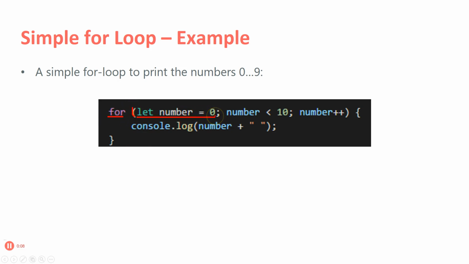The first part is initialization. I can initialize a variable inside the scope of my for loop, which can be used, and it's most often used as a counter. So I'm saying let number equal 0.